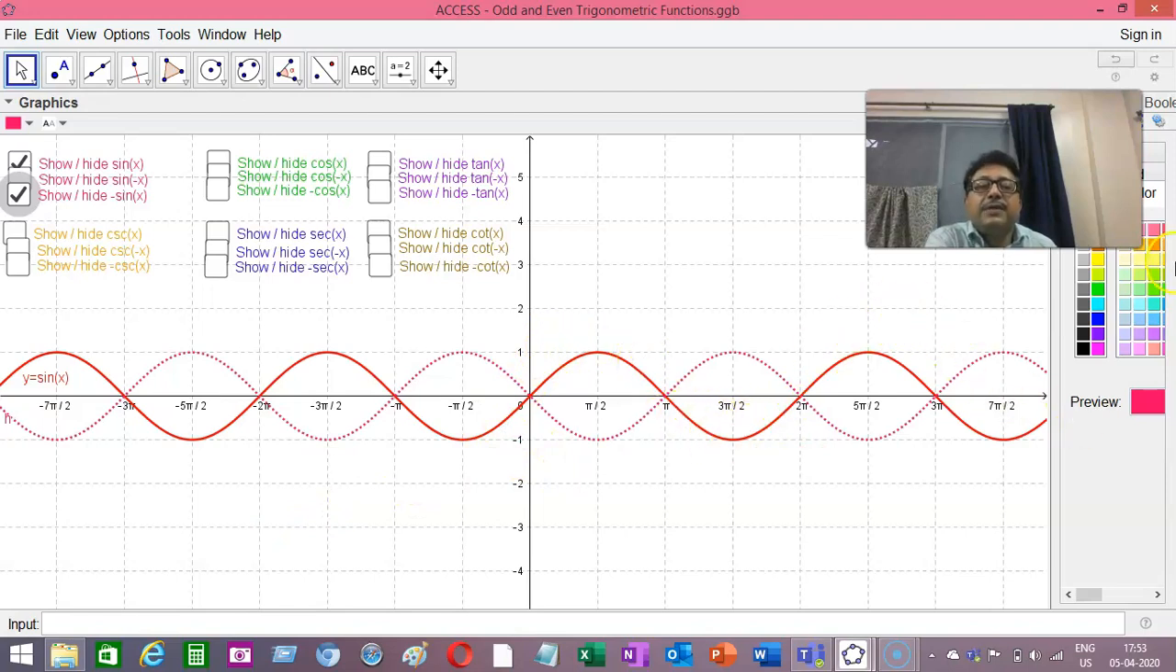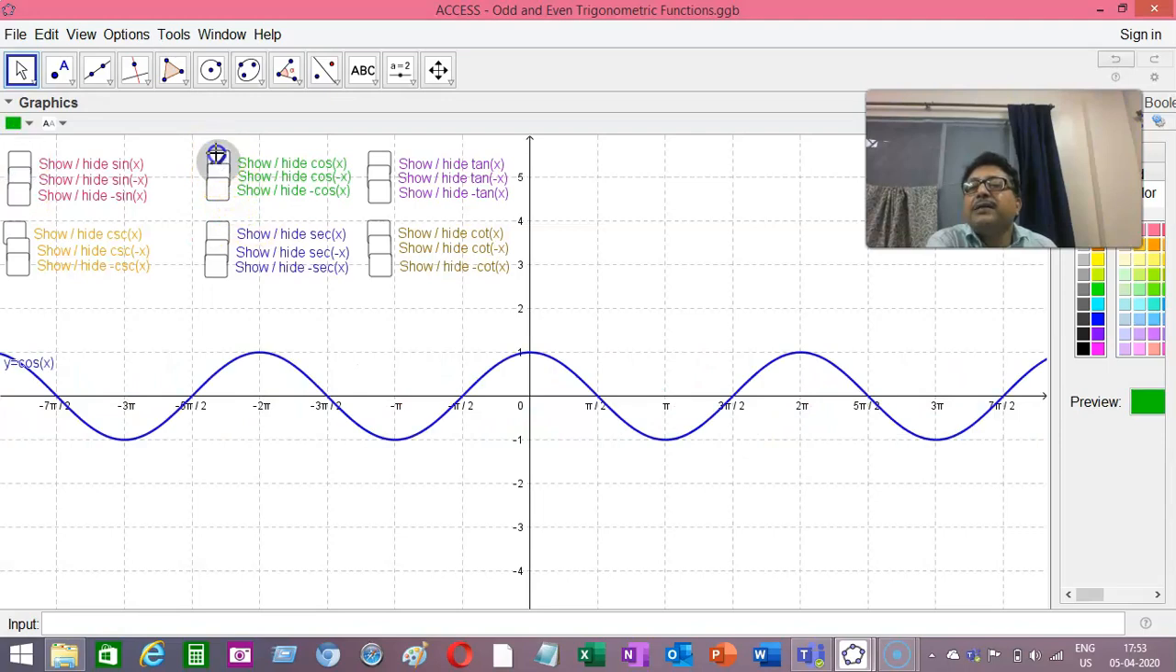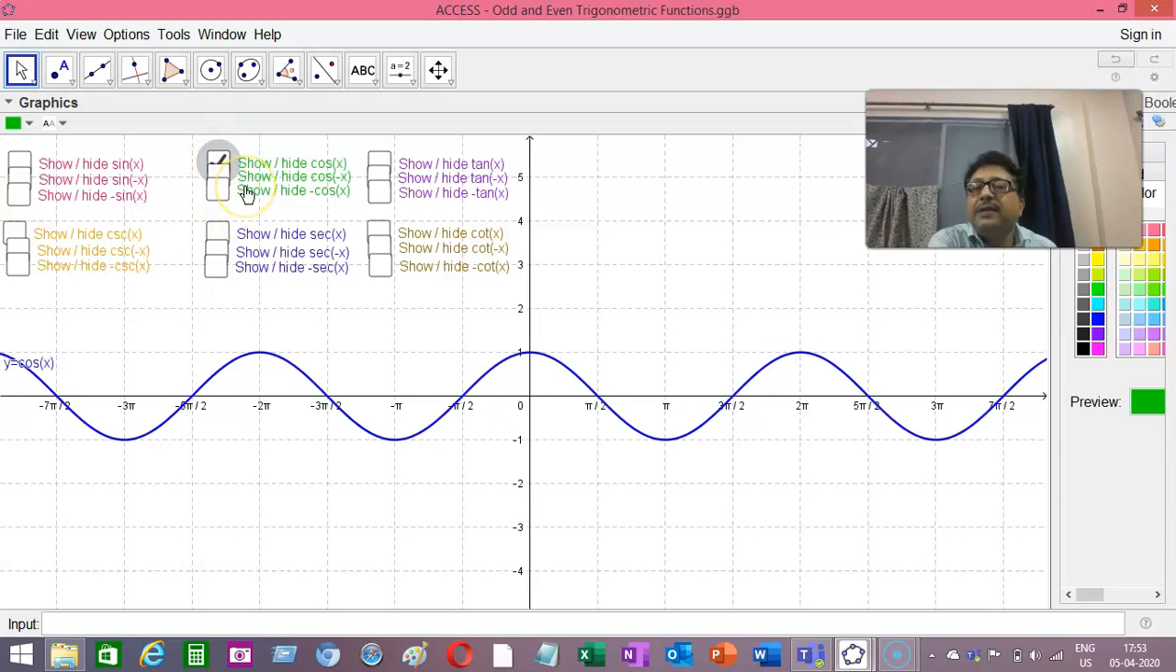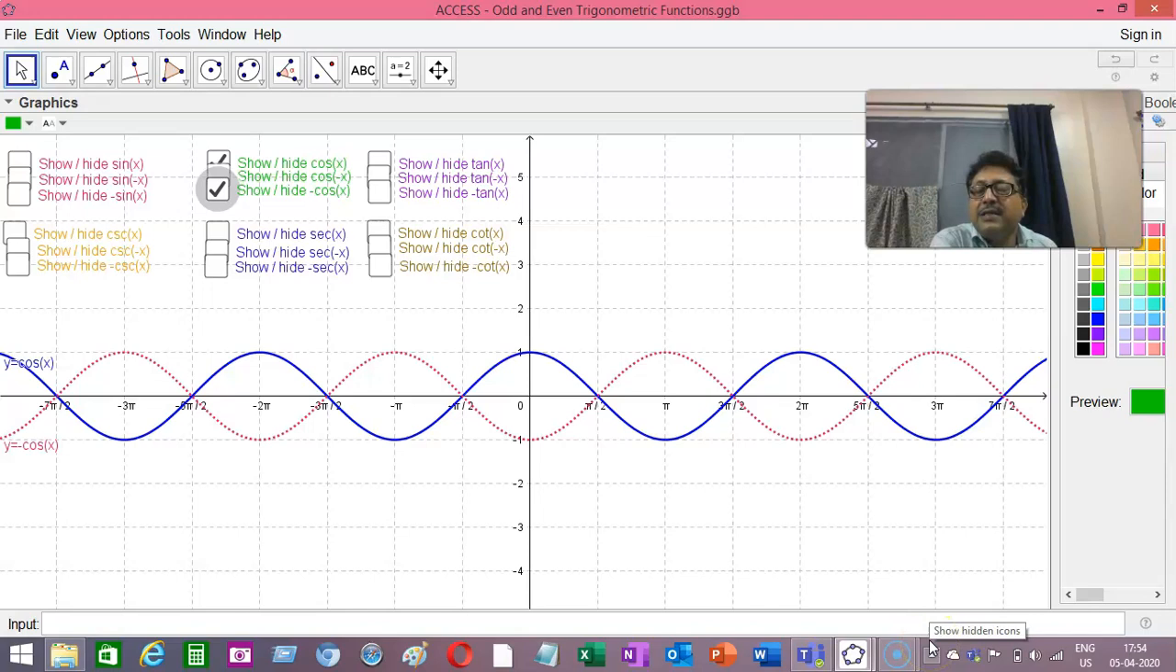This was the graph of sin x. This is the graph of minus sin x, the dotted one. So minus sin x is the reflection of sin x about the x-axis. Now let us go for cosine x and minus cos x. If we do cos of minus x, the graph will not change. Why it will not change? That I will explain in a different class. But if we do it for minus cos x, then see again it's a reflection. So if a function y equal to f(x) is there, y equal to minus f(x) will give its mirror image about the x-axis.